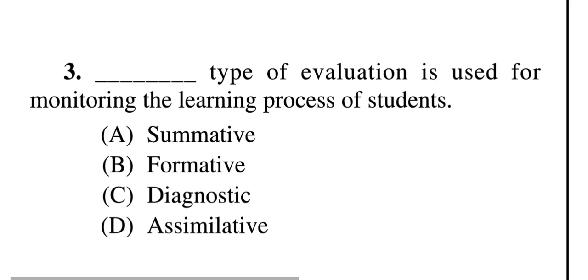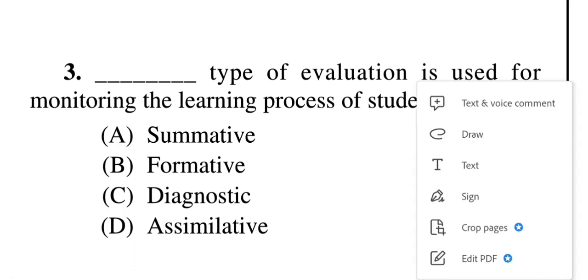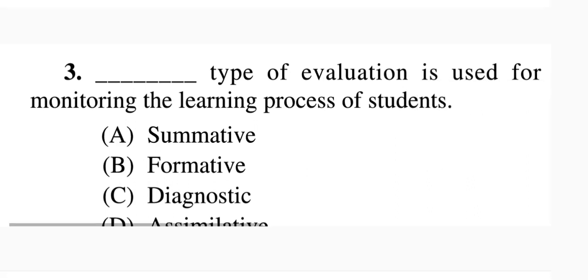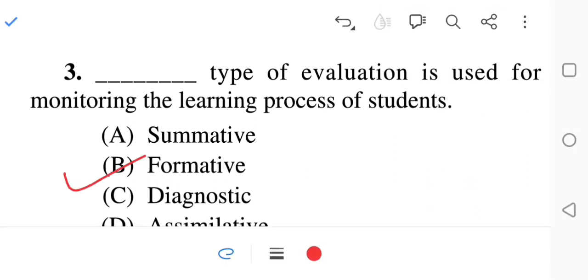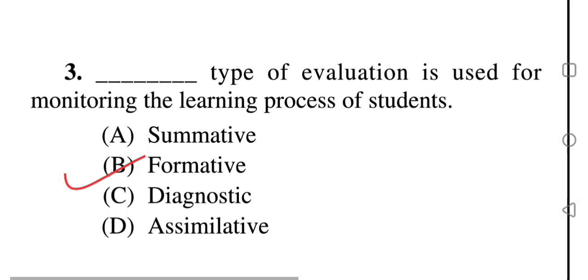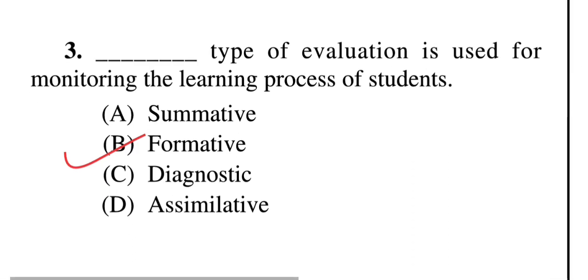Next question we have is: dash type of evaluation is used for monitoring the learning process of students. Summative, formative, diagnostic, assimilative. What will be the correct answer? Correct answer will be B, that is formative. Okay, formative type of evaluation is used for monitoring the learning process of students.